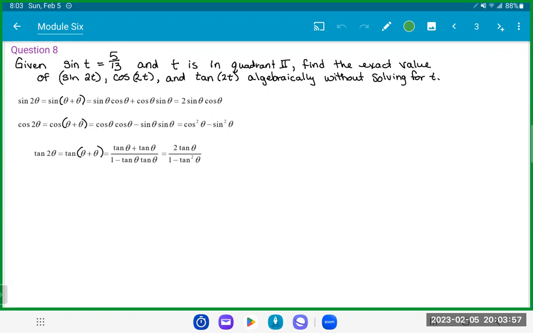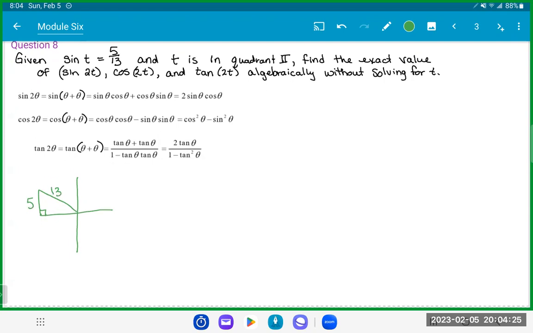So for this problem, we're given that the sine of t is 5/13. So for me, I am very visual, so the first thing I'm going to do is draw that out. It also tells us that our angle is in the second quadrant, so I'm going to draw that out. And my sine is my opposite over my hypotenuse.